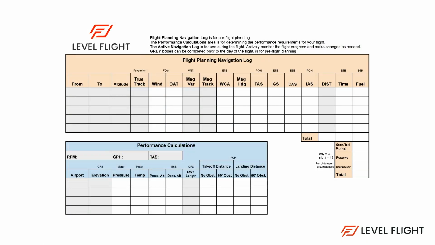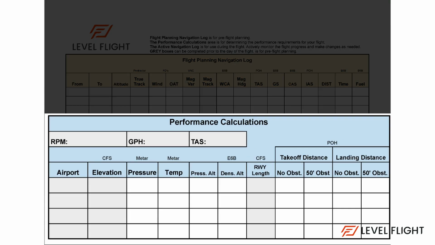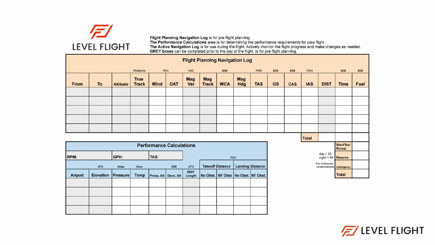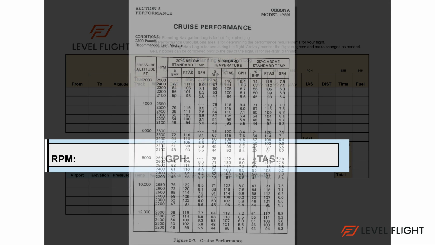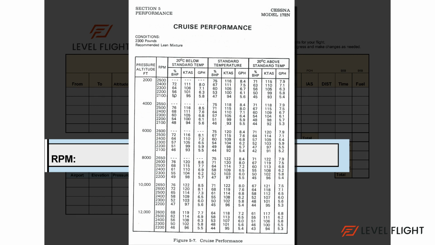That completes the flight planning navlog. Now we move into the performance calculations. This might be something you fill out partially ahead of time as well. We start with the RPM, gallons per hour, and true airspeed boxes. These are pulled from the pilot operating handbook for the altitude in which you intend to fly.